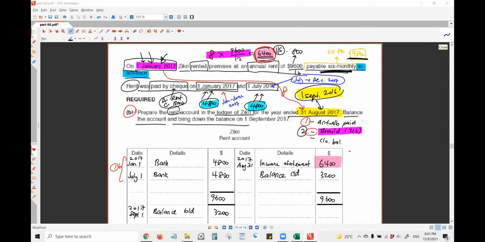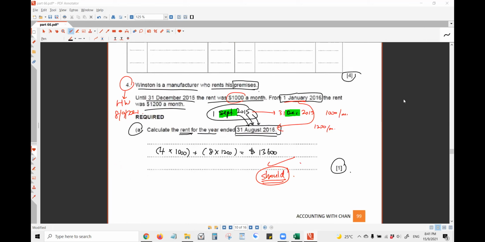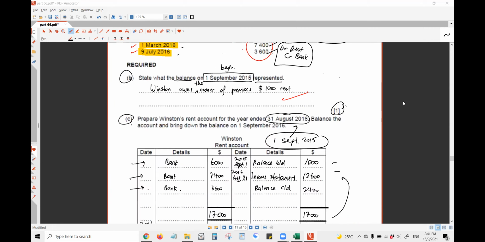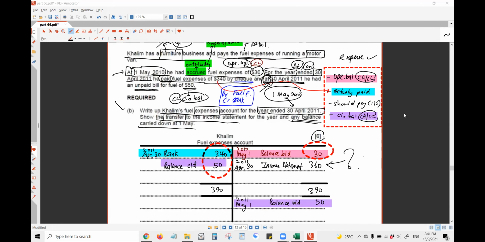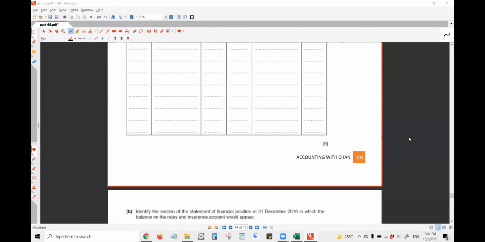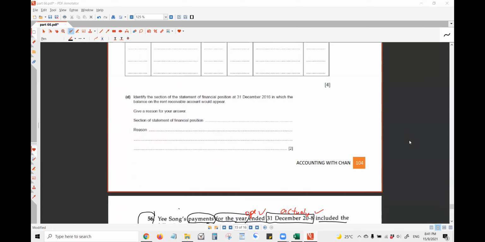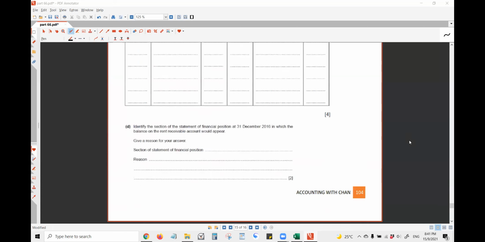Okay, now let's see another one. Another question without the opening balance. Hold on, let me find. You come to page number 104. Here is one more past exam question that is without the opening balance. Okay, page 104.